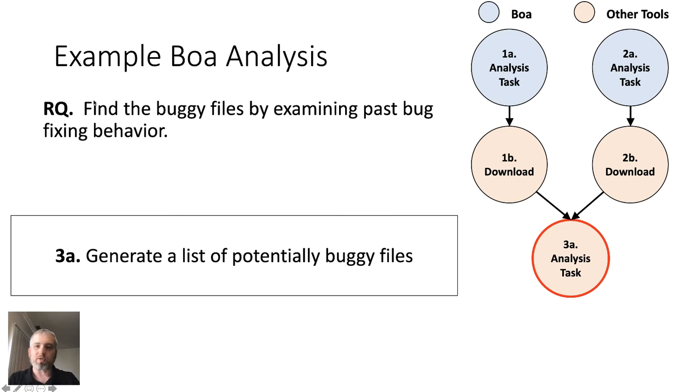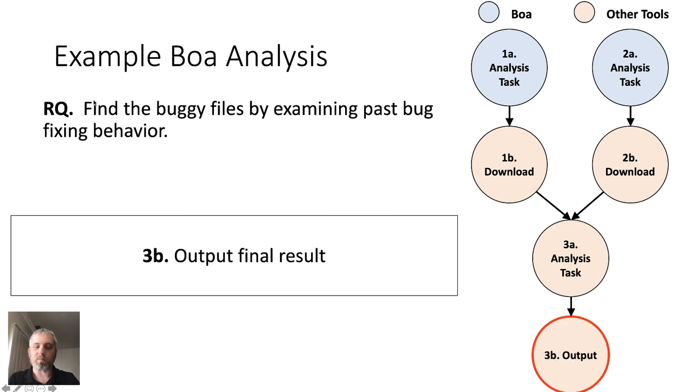What this will do is use both the filtered projects list from the second task and all of the data from the first task to finally generate the result that we want. And then this result can be downloaded and used in our research.